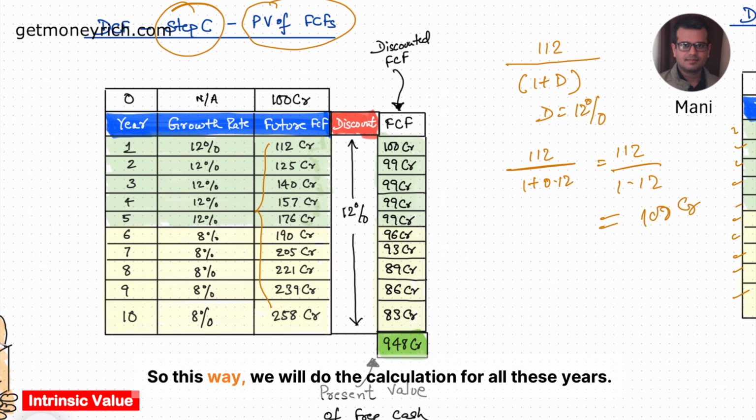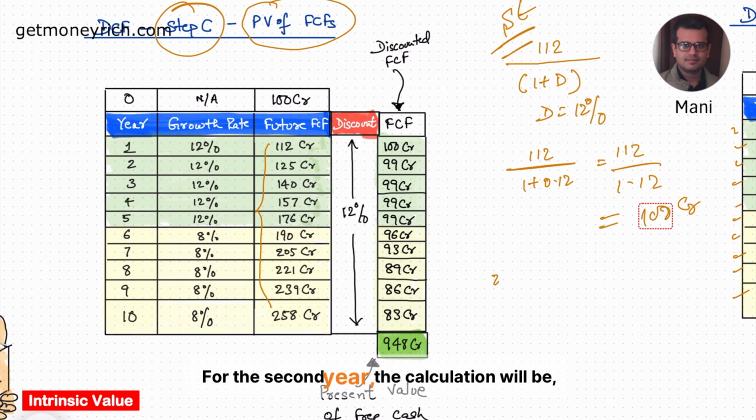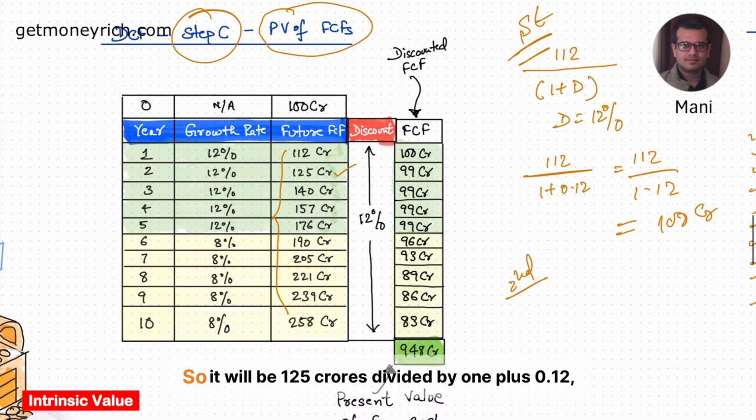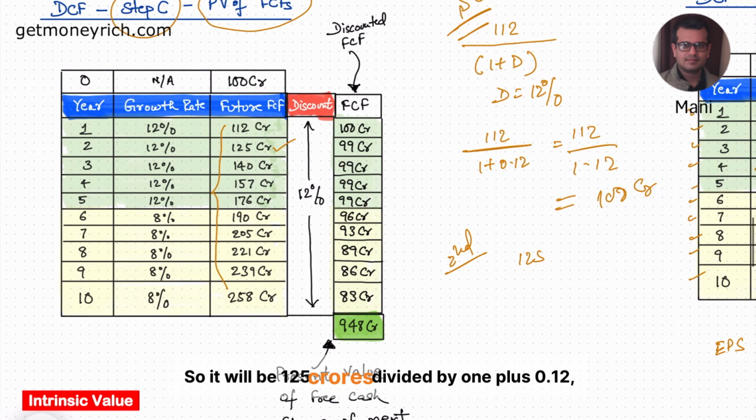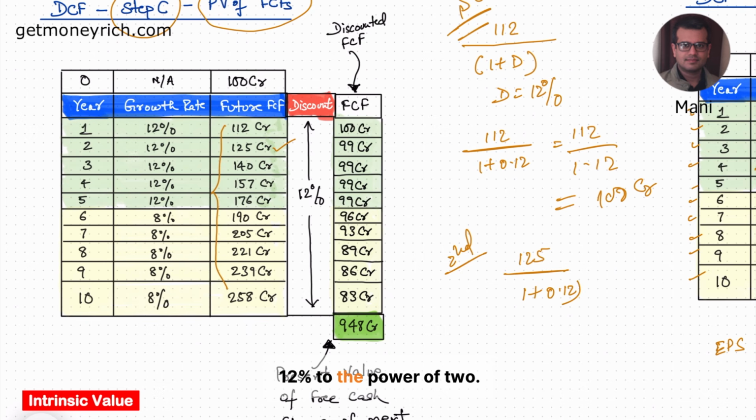So this way we will do the calculation for all those years. For the second year, the free cash flow that we have calculated was 125 crores. So it will be 125 crores divided by 1 plus 0.12, that is 12%, to the power of 2. So in this case, we will get the value 99 crores.